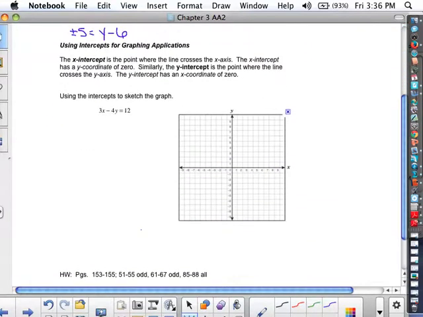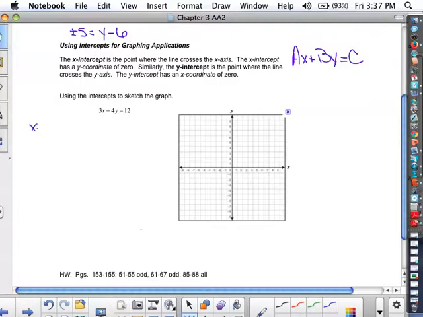Graphing, we usually, up to this point, have graphed an equation by putting it in slope-intercept form. And now we're going to take a look at graphing an equation from standard form. Remember, standard form is of the form ax plus by equals c. That's standard form. So when we look at standard form, it's really easy to get the x and y intercepts.